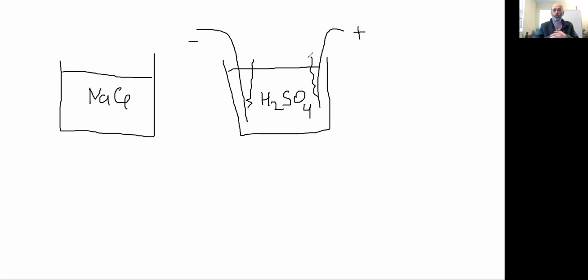By the way, you yourself may try it at home using table salt, vinegar, whatever. Pure water is not good for that, but if you add something of that kind, you see this. They quickly found that the gas that forms here is hydrogen, and the gas that forms here is oxygen.